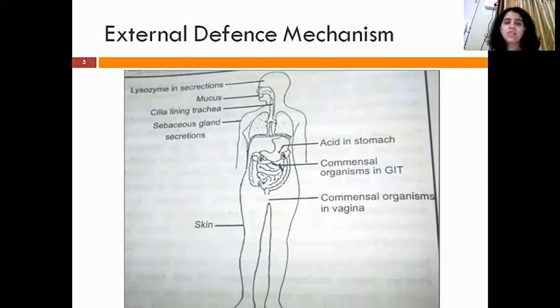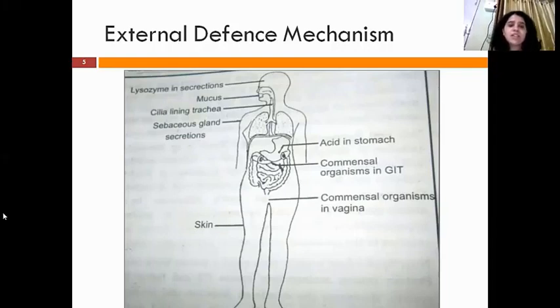Then the mucous membrane, or the mucus which is secreted in your mouth continuously and also in your nose, helps in trapping the microbes, if any are present. This mucus also contains lytic enzymes, which will kill any bacteria that enter. Then the cilia lining the trachea. Our trachea is lined with cilia. They are small projections which usually entrap the microbes if inhaled by humans. So it will prevent the microbes from entering your lungs and causing some severe infection.